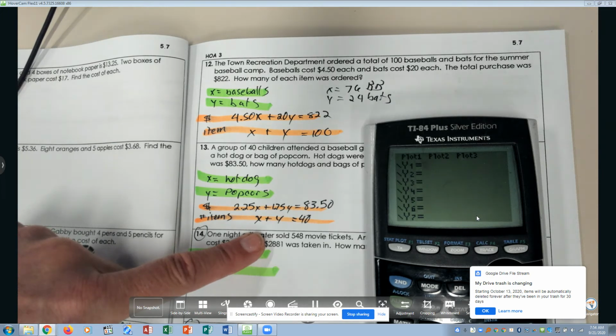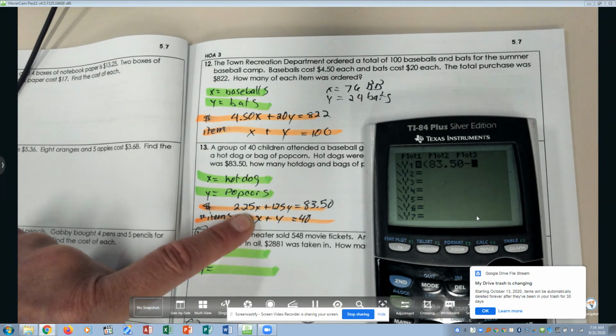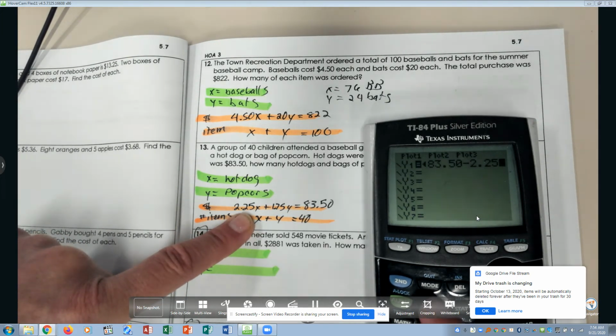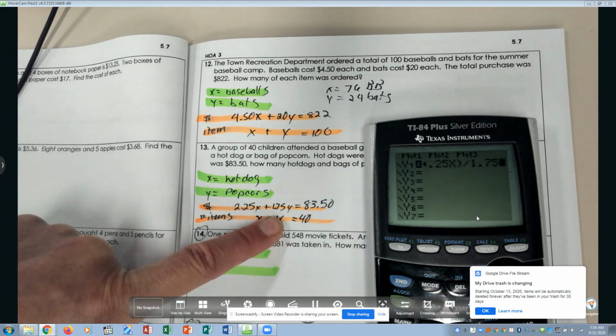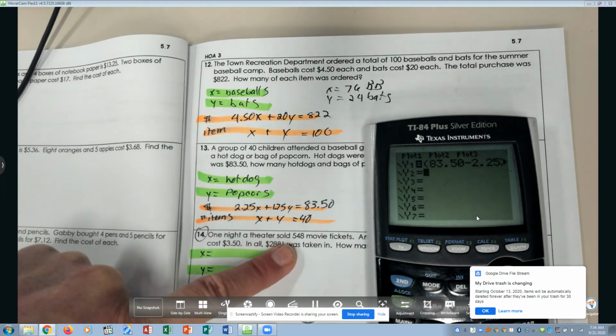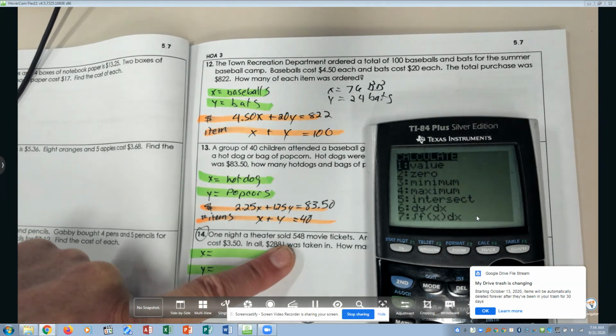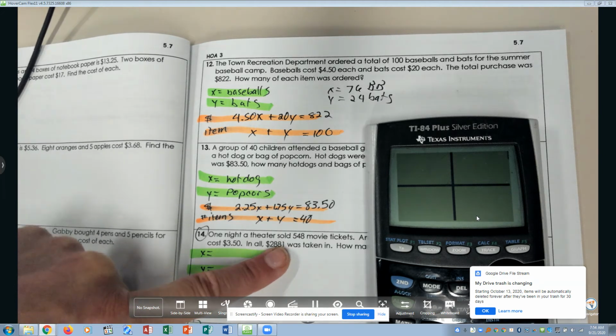Okay, so $83.50 minus 2.25x divided by the coefficient of y, and then 40 minus x. I can divide by the coefficient of y, but you don't really need to. So intersect. Can I see it?